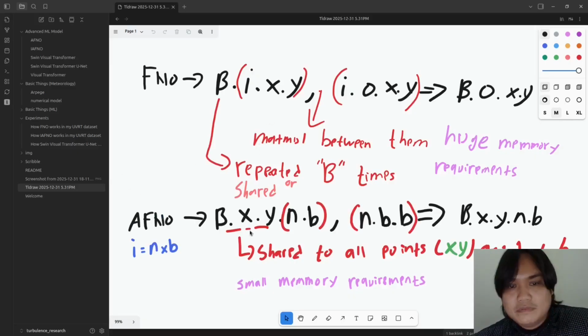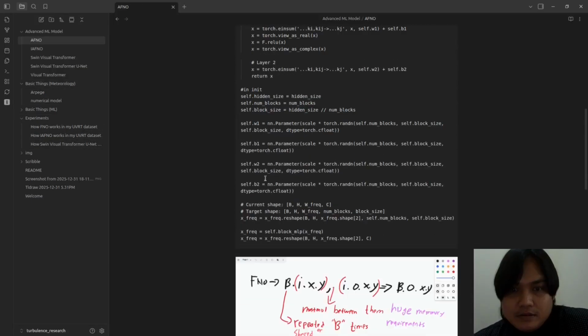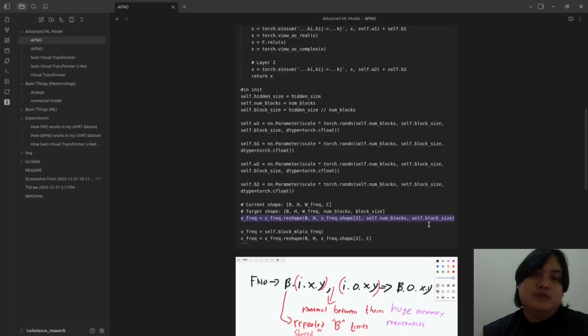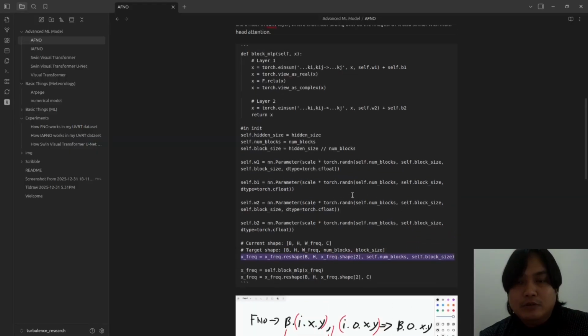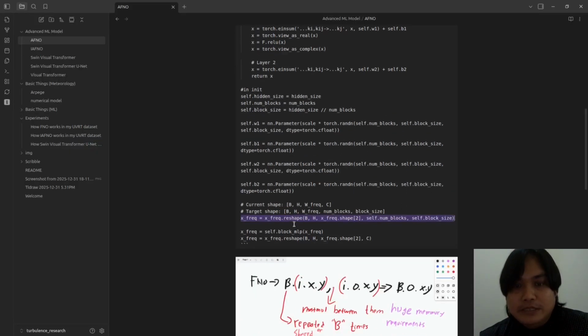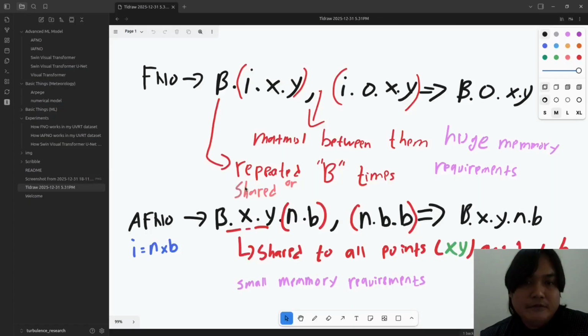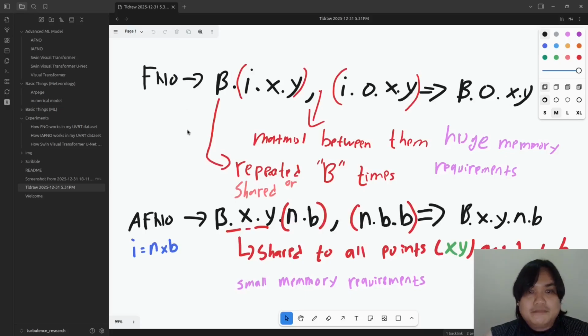But in AFNO, before we input the data to the multiplication, we reshape the data. That's why the shape of the data is quite different from FNO. Here we have B, X, Y, N, and B. For your information, N and B come from the embedded dimension.